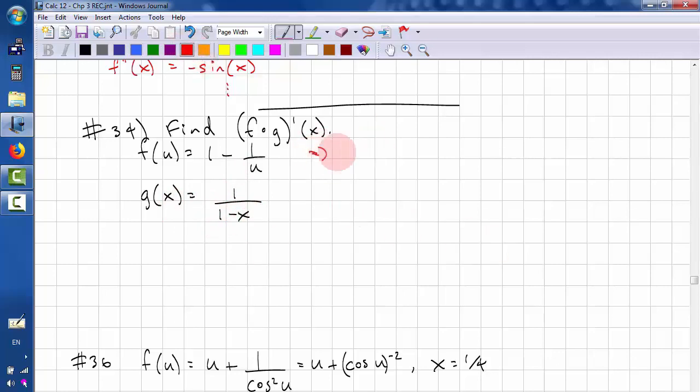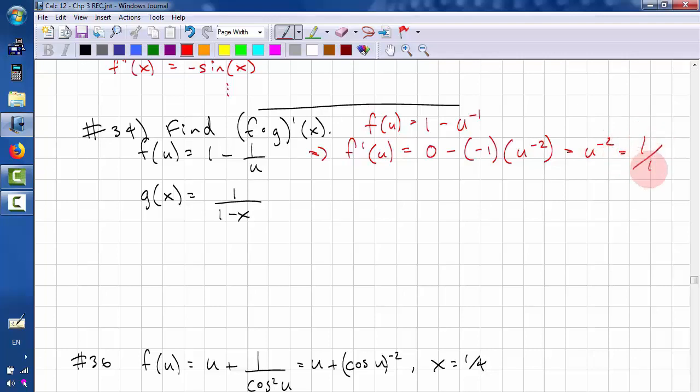Okay, so the derivative here, f prime of u equals 1, that's a constant that goes away, and 1 over u. So it's best to write this as f of u equals 1 minus u to the negative 1. So now we use the power rule on this. We get a negative 1, and then we decrease the exponent by 1. These two negatives cancel out, so we just have u to the negative 2, or you can write this as 1 over u squared.